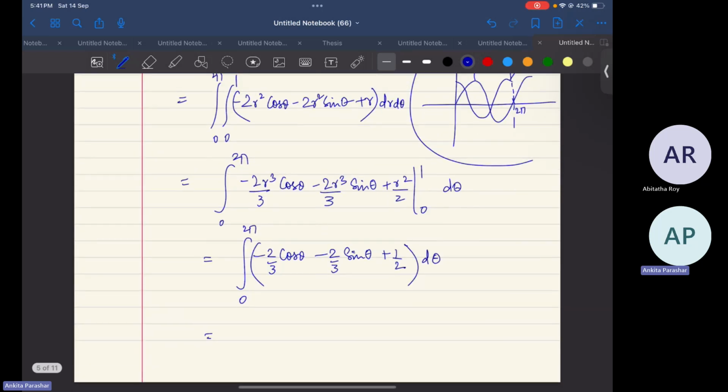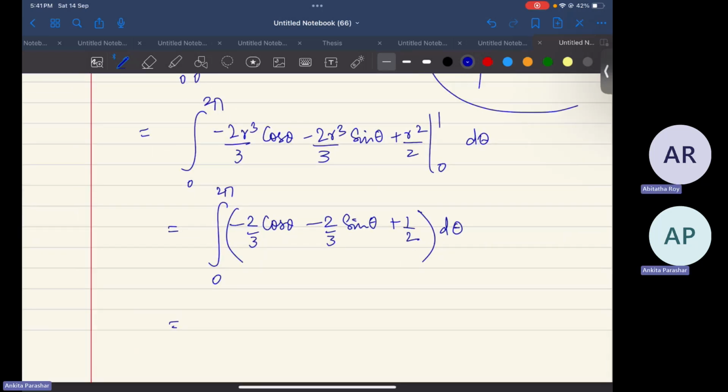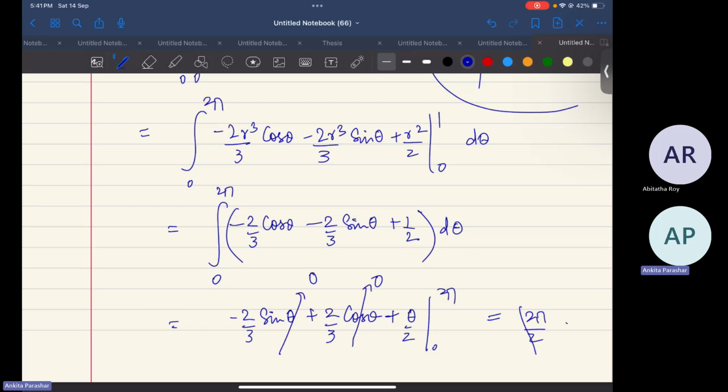This is how you would get it, and then cos, its integration is sine. The answer would be only pi. Let's see: 2 by 3 cos theta, and then theta by 2, from 0 to 2 pi. Sine 2 pi and sine 0 are both 0. Cos 2 pi is 1 and cos 0 is also 1. So this is going to be 0, and this is going to be 0. So it is only 2 pi by 2, which is pi. Yeah, the answer is pi.